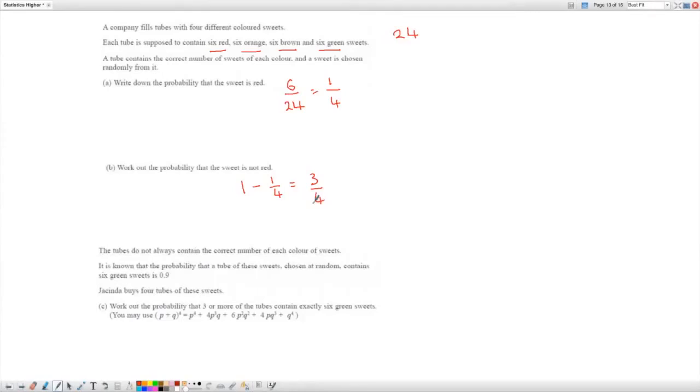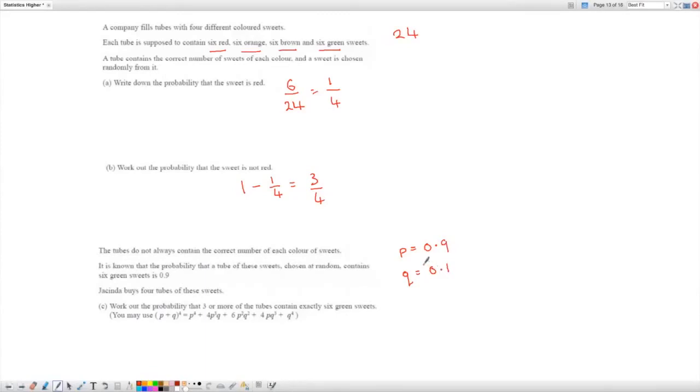The tubes do not always contain the correct number of each sweet. It is known that the probability that a tube of these sweets chosen at random contains 6 green sweets is 0.9. So the probability that it does contain is 0.9. Therefore, the probability it doesn't contain is 0.1.